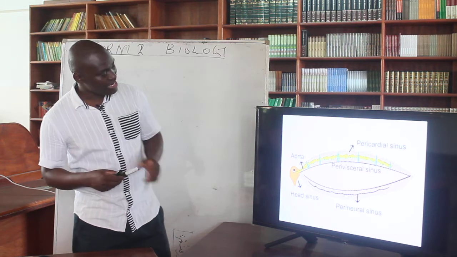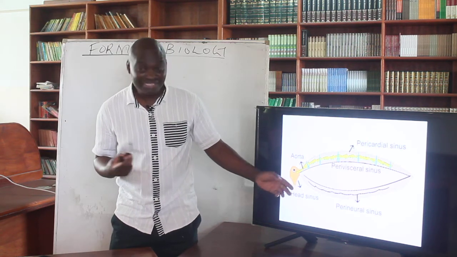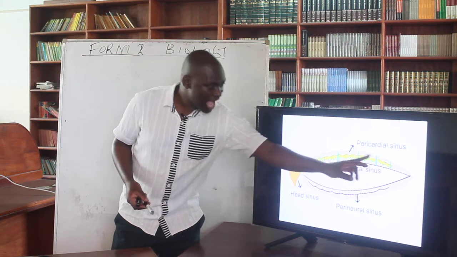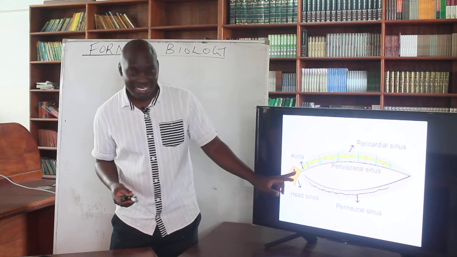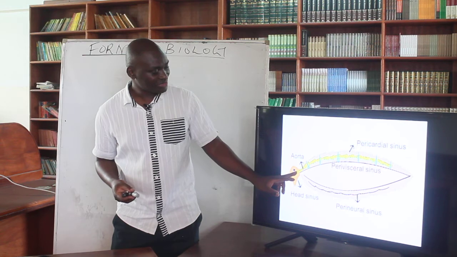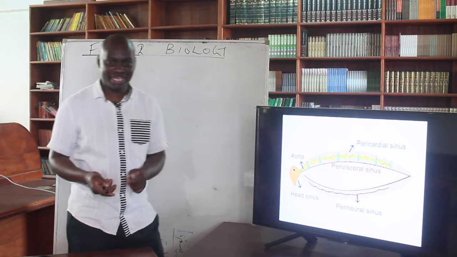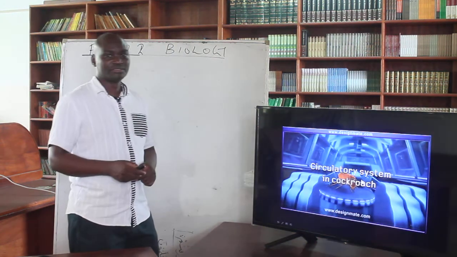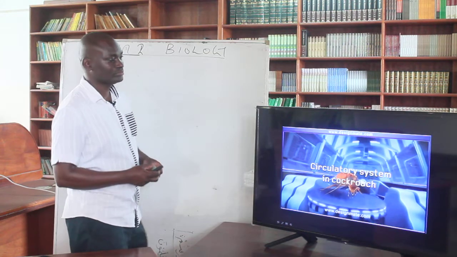This is also just another picture that is colored, that is showing the heart and the aorta, which opens to the head sinuses, or the head cavity. Circulatory system in cockroach.